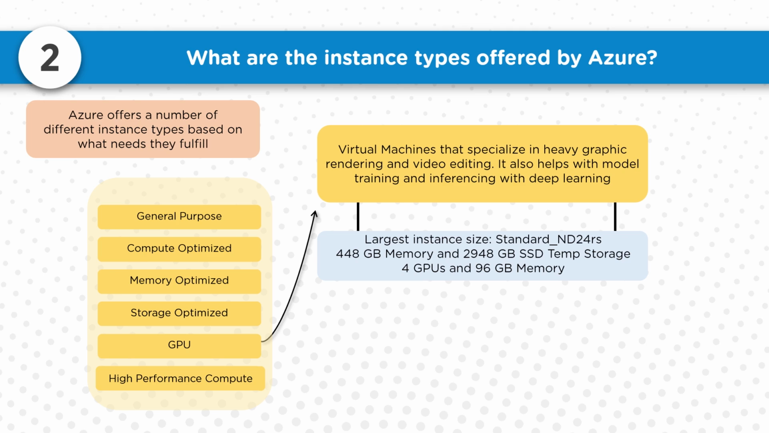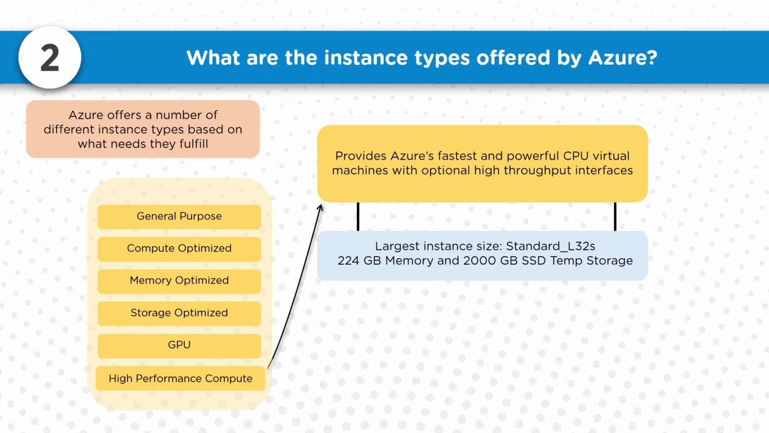It also helps with model training and inferencing, with standard ND24RS, which has 448 gigabytes of memory and 2948 gigabytes of temporary storage. And the last but not the least, but the best, is high performance compute, or Azure H series virtual machines.